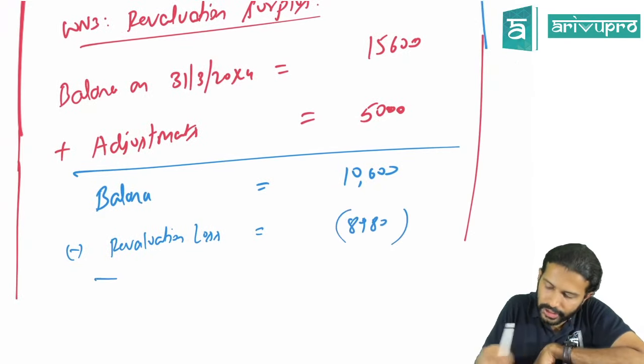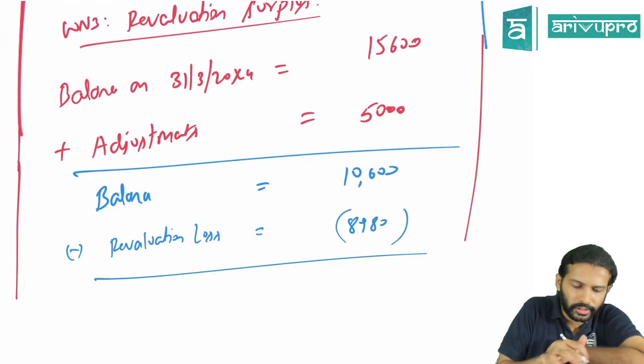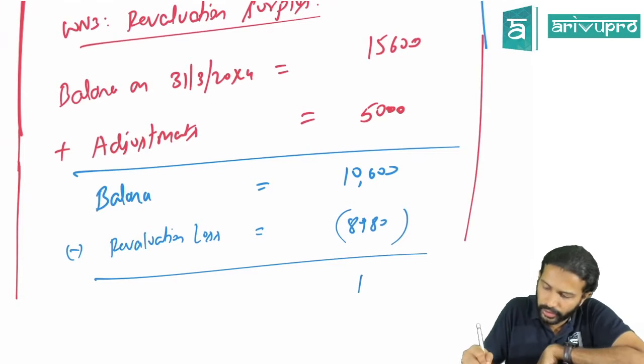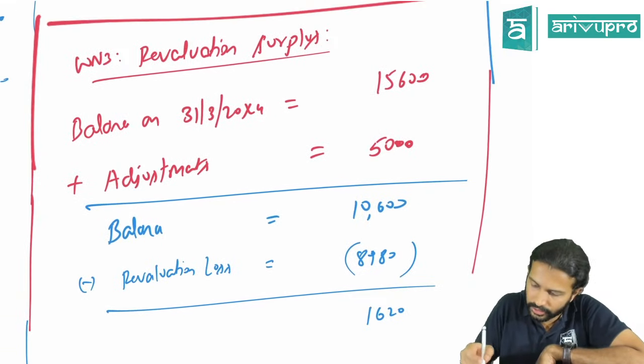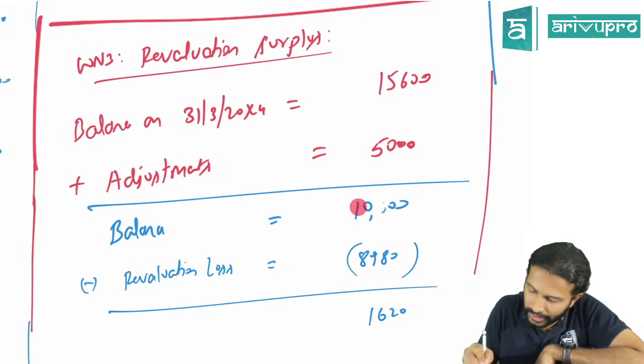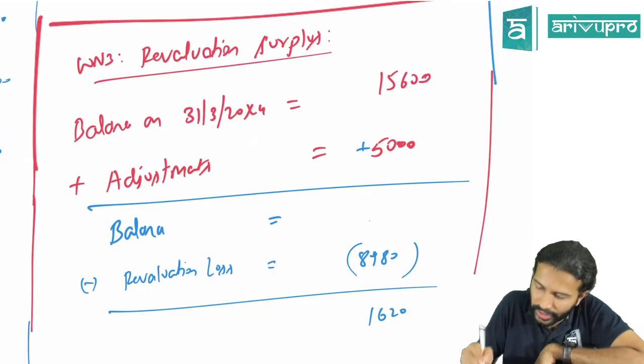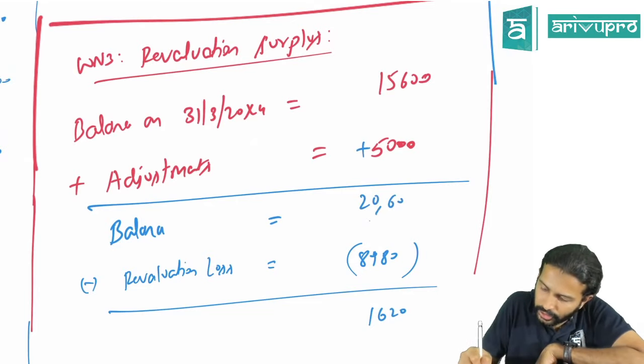8,980. So adjusted from 10,600. If you deduct 8,980, you're going to get 1,620. Yes, no? Correct, no? Or in fact, this is adjustment. No? 1 minute. The balance is not 10,600. This we should add. No? So this is actually 20,600.